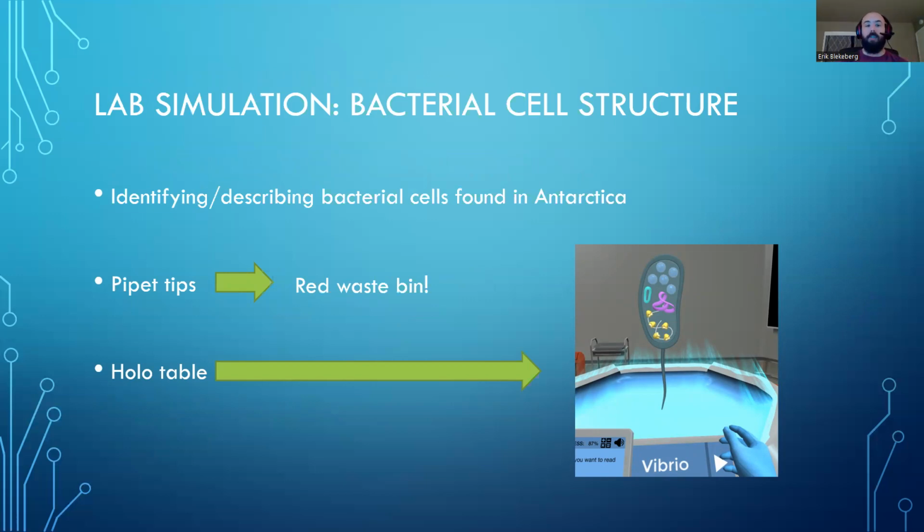So pipette tips go in the red waste bin. Make sure, just as an extension from the pipetting lab, that you're always using the pipette once and throwing it away. The moment you go to some other fluid, you need to change and get a new pipette tip. You're also going to have this cool hollow table to be able to actually view the bacteria in a larger structure. So that's pretty neat stuff.